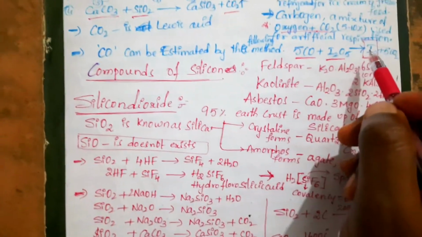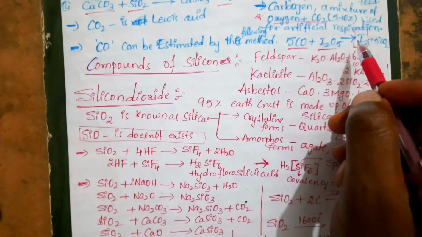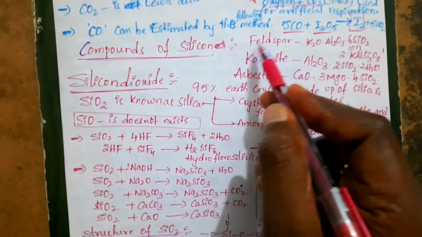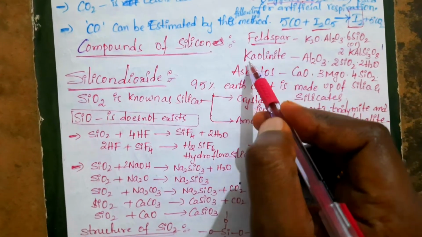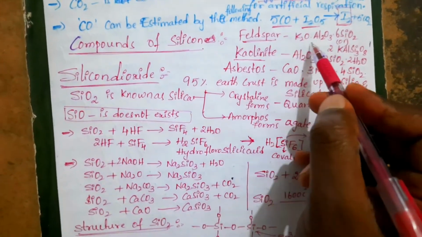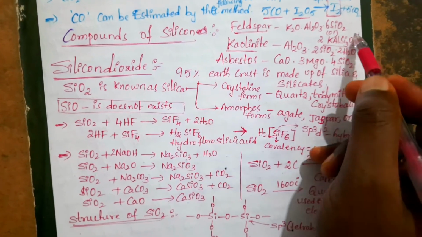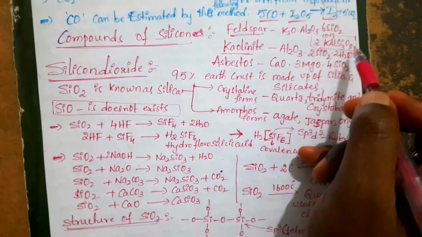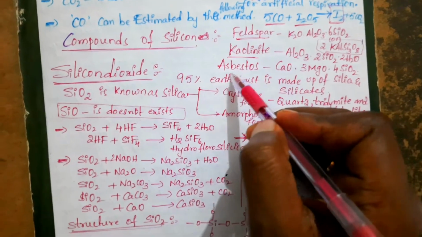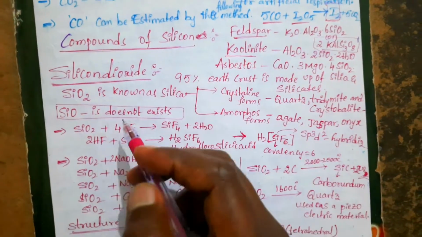Is that clear? Next, compounds of silicon. What are the different types of compounds of silicon? It can form feldspar, that is K2O, Al2O3, 6 SiO2. It is also written as KAlSi3O8, kaolinite, asbestos. These are all compounds of silicon.